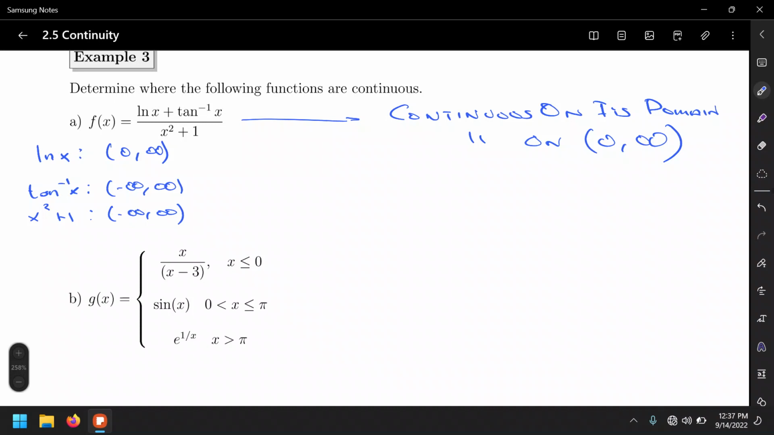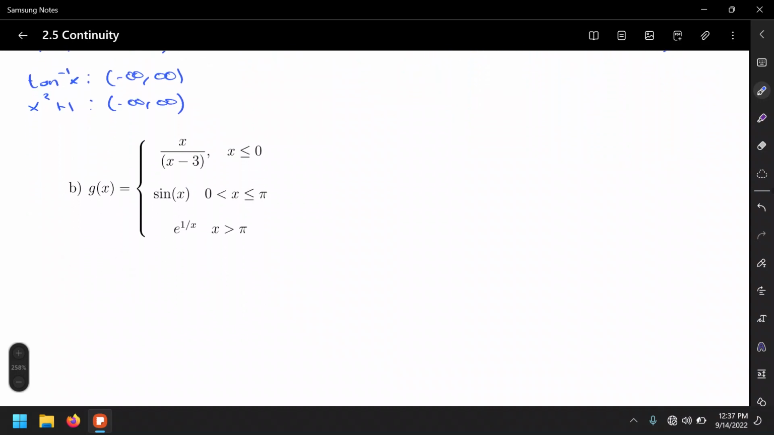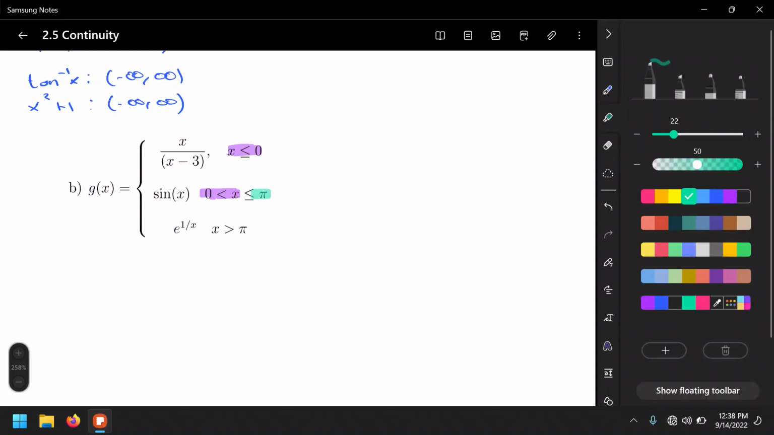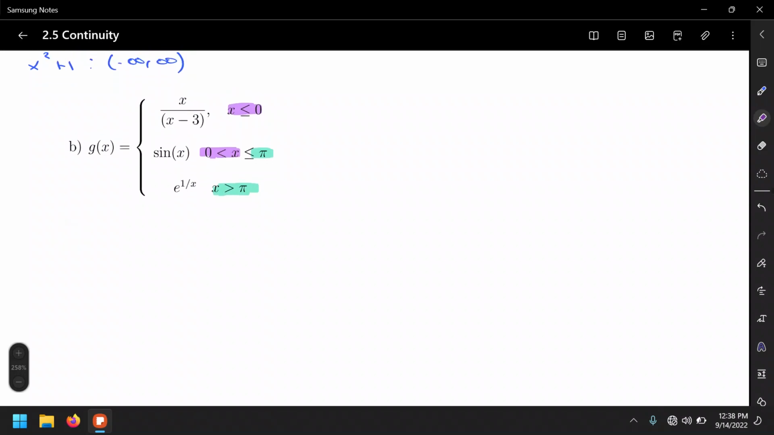Okay, so let's analyze a piecewise defined function. Well, what do we do here? Let's see if this function is continuous, and in fact, we're going to look at two cases. We need to check whether the function is continuous at 0 and whether the function is continuous at pi. Alright? So two cases. Number one, let's do case 1. Let's check the continuity at 0.